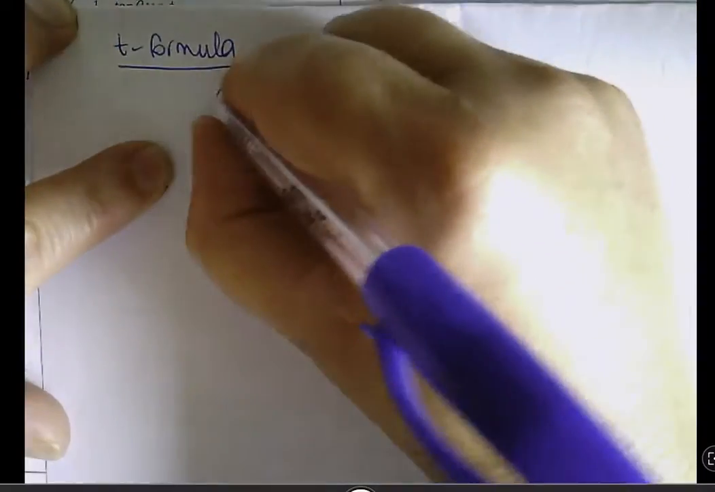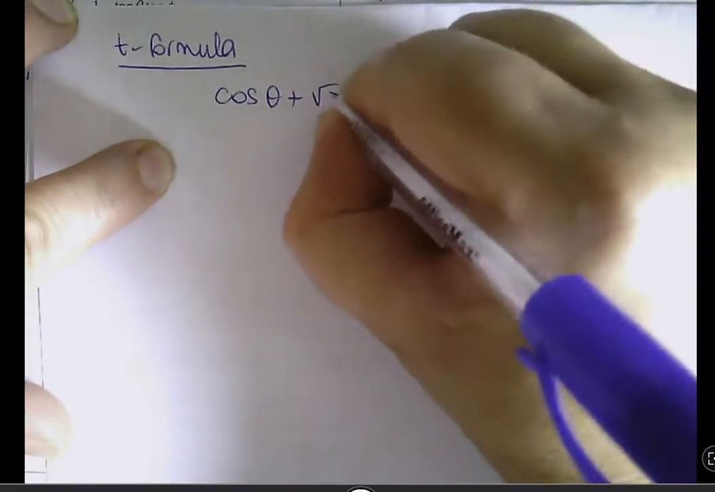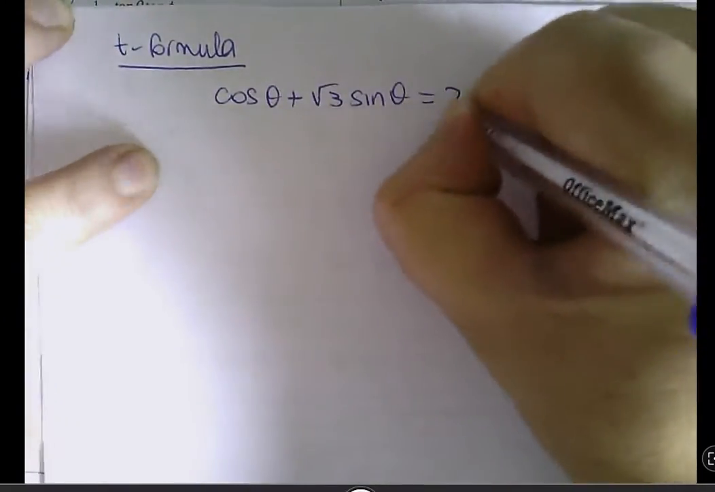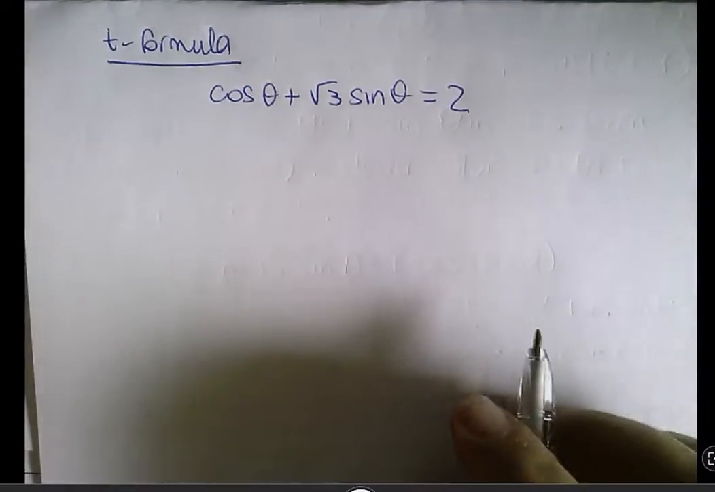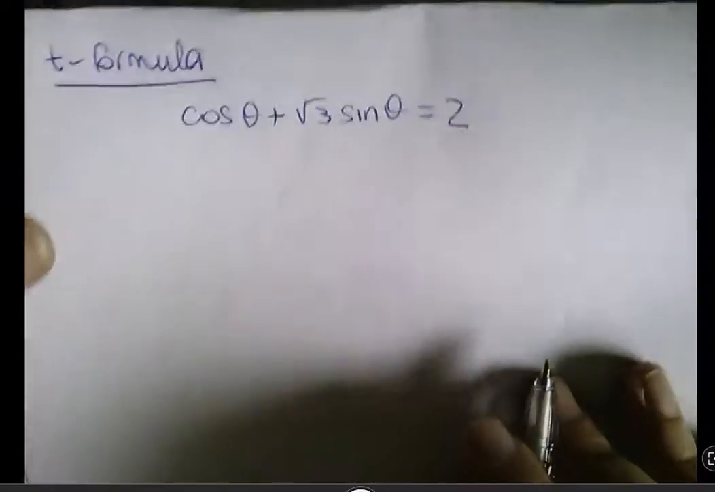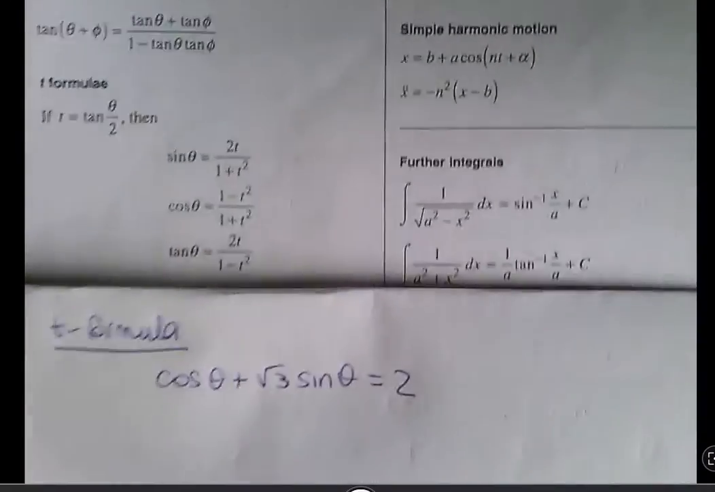So let's do the same question with the T formula. So we're going to solve cos theta plus root 3 sine theta equals 2. Obviously, T formulas might be a little bit easier, but anyway, let's start. So you do have the T formulas on your formula sheet. Here they are.